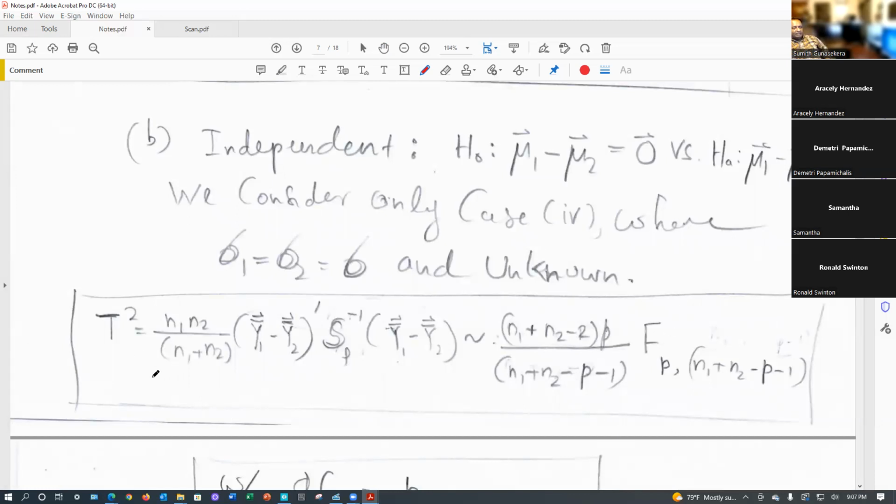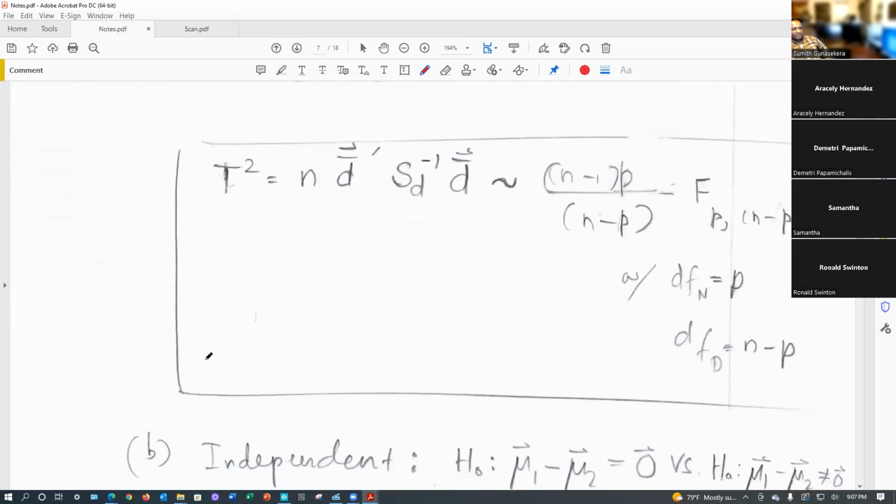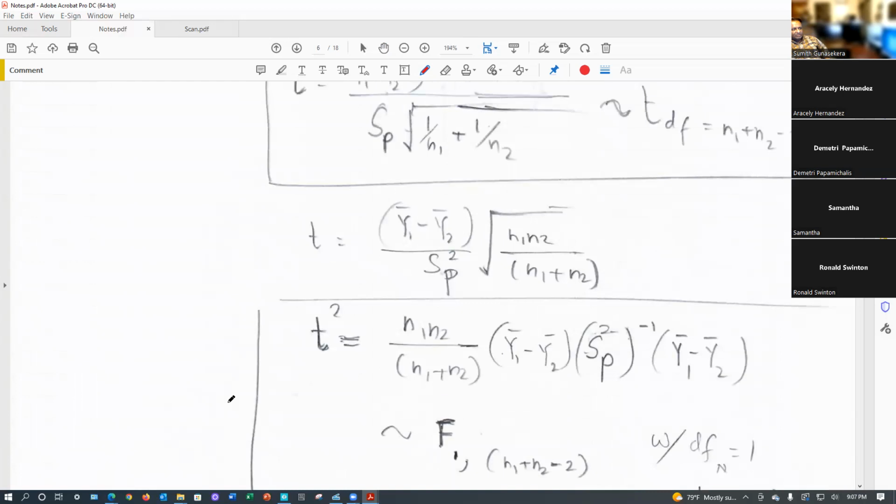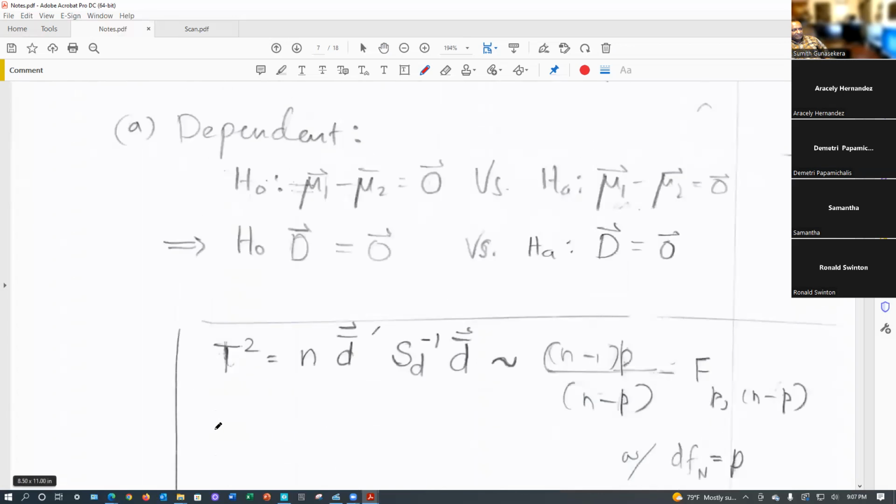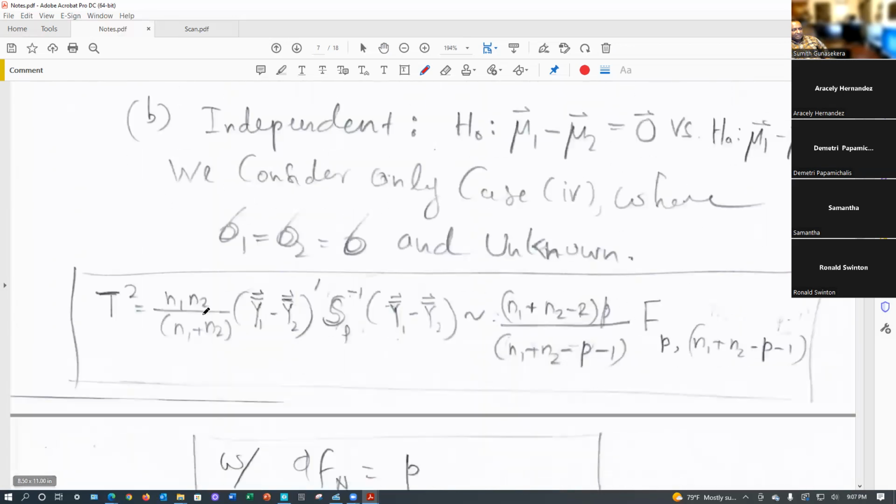When you run this on SAS and want to verify it, this is the formula. See N1, N2. Can you remember its counterpart? If you look at the univariate case with 2 groups, you have N1 N2 divided by N1 plus N2. We have the same thing here. And here, the first group mean minus the second group mean.